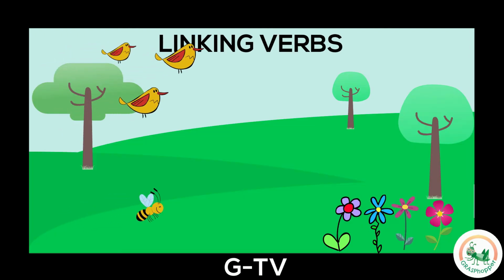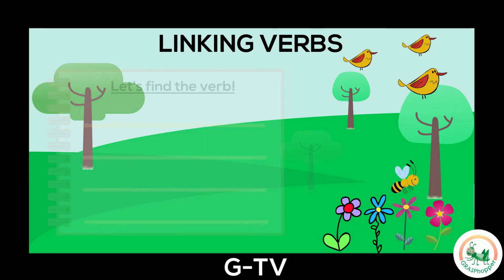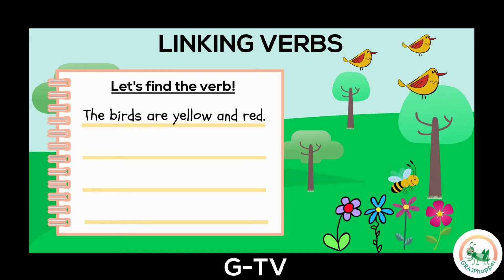We see the birds and the bees are flying around the park. Here is a sentence about the park. The birds are yellow and red. Let's find the linking verb of the sentence.